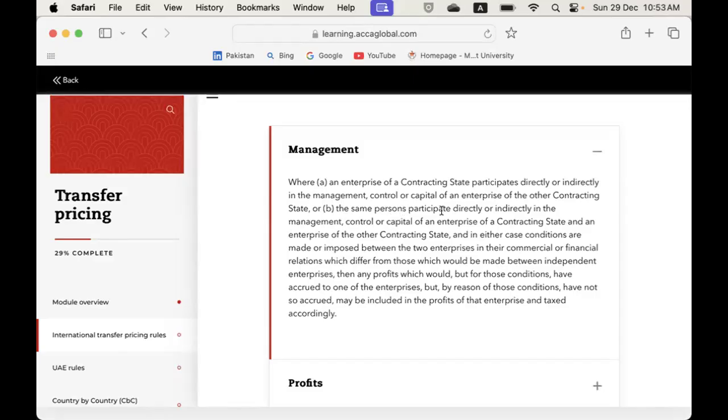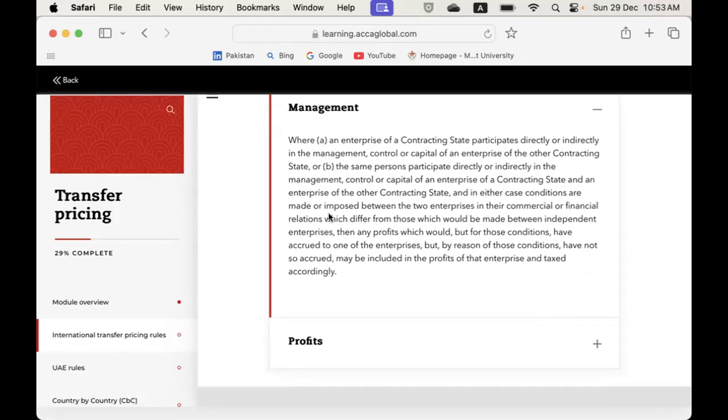Or the second category, the same person participates directly or indirectly in the management, control or capital of an enterprise of a contracting state and an enterprise of the other contracting state. So two enterprises are set up in two countries and the shareholder is common. Both scenarios make those two enterprises associated enterprises, and in either case conditions are made or imposed between the two enterprises in their commercial or financial relations which differ from those which would be made between independent enterprises. So they are transacting in a manner which is not in line with the open market. The transactions are controlled transactions. Then any profits which would, but for those conditions, have accrued to one of the enterprises, but by reason of those conditions have not so accrued, may be included in the profits of that enterprise. So wherever unfair allocation of profit has been made, it will be reversed and transferred back to the other enterprise.